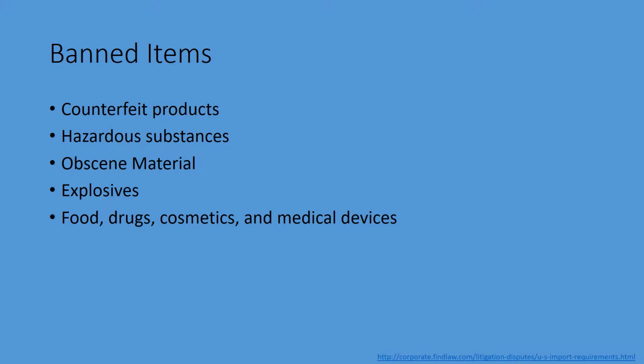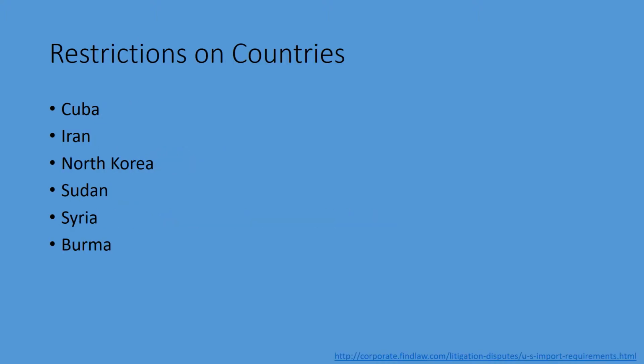The U.S. restricts the shipment of many items, such as counterfeit products, hazardous substances, obscene material, explosives, food, drugs, cosmetics, and medical devices. There are also restrictions on the shipment of goods from certain countries such as Cuba, Iran, North Korea, Sudan, Syria, Burma.